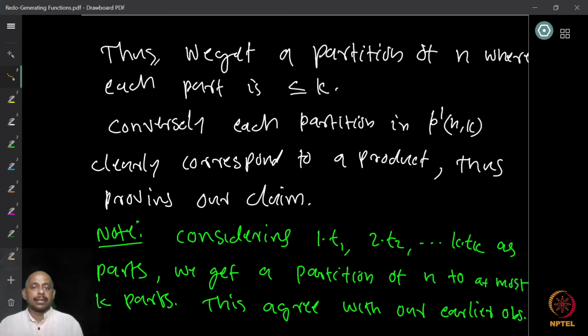Each partition, you can see, clearly corresponds to a product. Because given a partition, we can take the number of times i appears, and this is a choice of x raised to i times that number. And therefore I get a one-to-one correspondence between these two. So I get this.